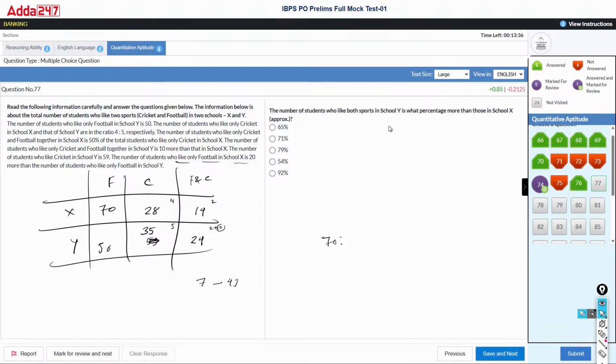The number of students who like both sports in school Y is what percent more than that of, okay, so 10 more in 14, so 60 times, just more than 60, so 65, but seems like a bit more, right? Both sports in Y is what percent more? Okay, okay. Yeah, those. Okay.